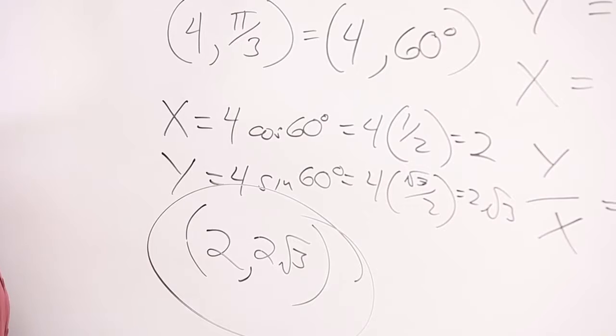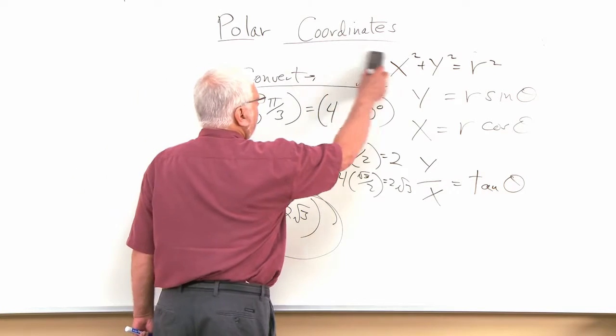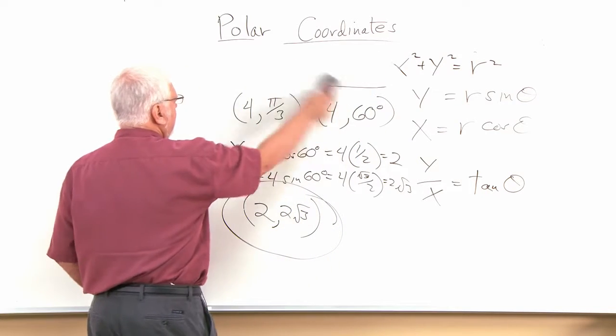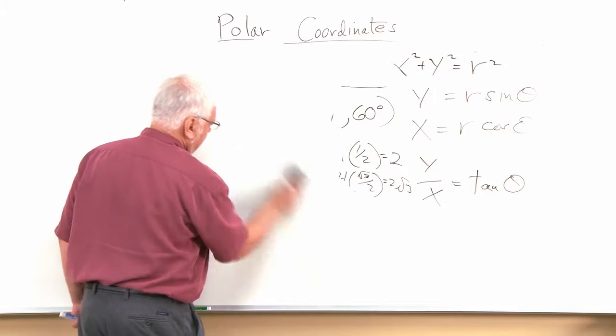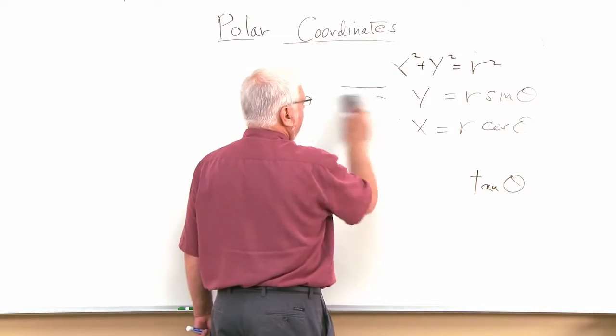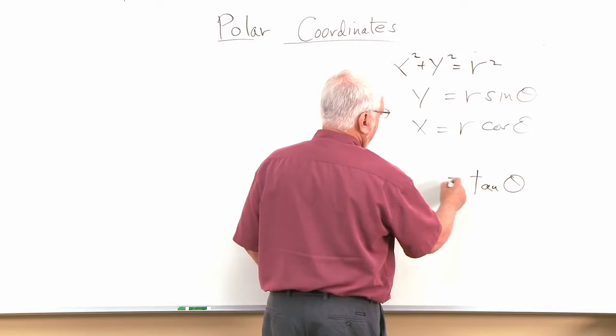So now let's convert the other way, convert over to polar, and try problem number 2. There's 4 problems altogether.